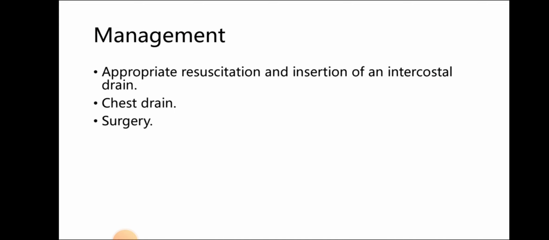In blunt injury, most bleeding occurs from the intercostal or internal mammary vessels, and in some rare cases, it requires surgery. If bleeding does not stop spontaneously, the vessels can be tied off or encircled. That is the management based on the type of injury.